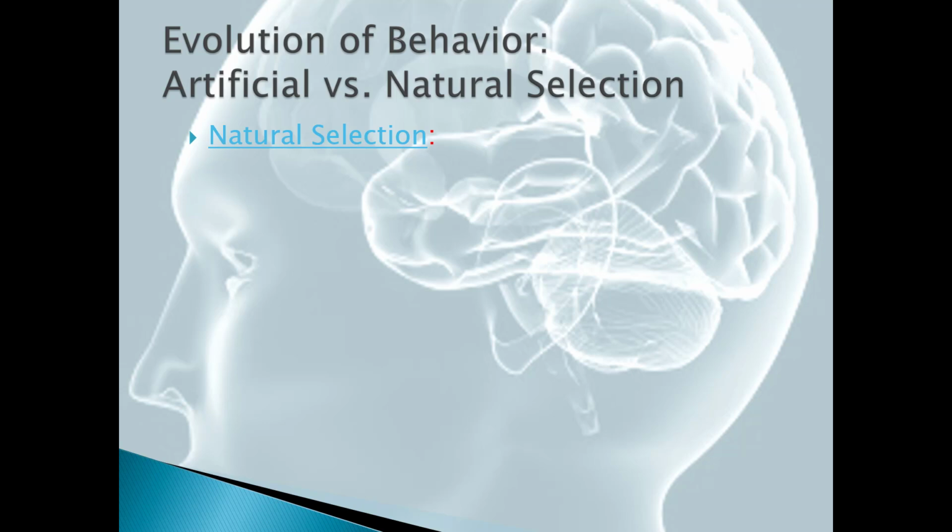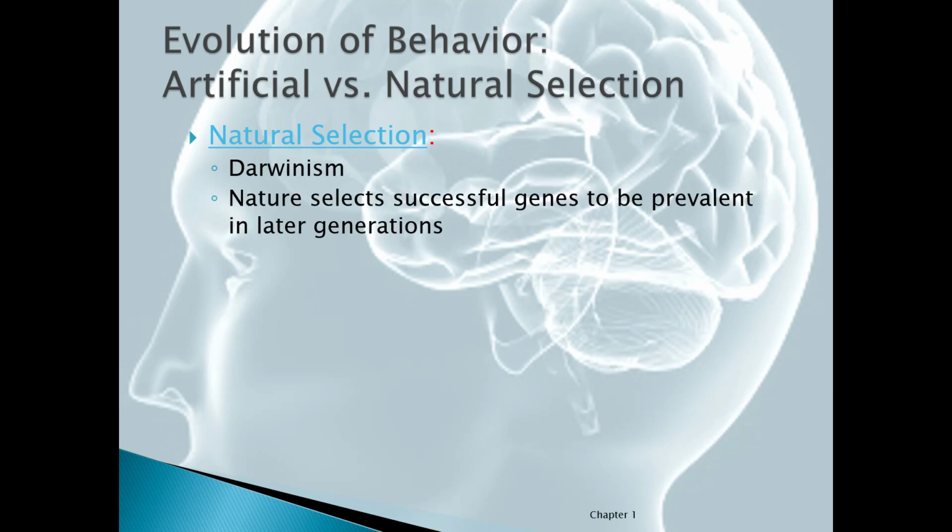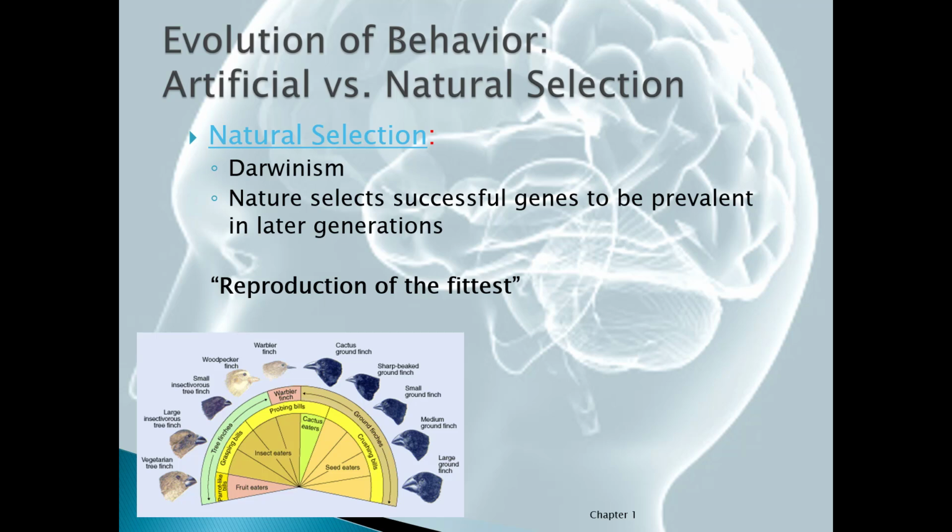As you saw in the previous video, natural selection is basically Darwinism. It's this idea that nature selects successful genes to be prevalent in later generations, or the idea that those that are the fittest are more likely to reproduce. So, reproduction of the fittest. And this is just an example of the idea that different types of beaks promote survival better in different types of environments.